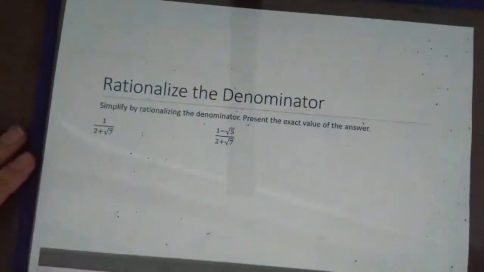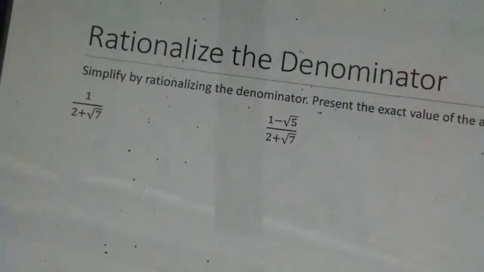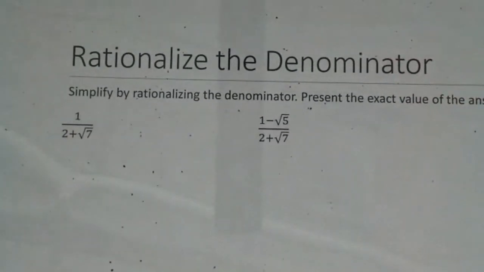But we don't always have a radical sitting by itself in a denominator. Sometimes we have a radical plus a whole number. So in both of these examples, we have 2 plus the square root of 7 in the denominator. And you might be wondering, well, how do I get it out of there? Do I just multiply by the square root of 7? Well, no, that's not going to work.